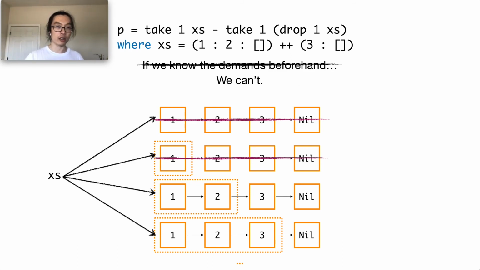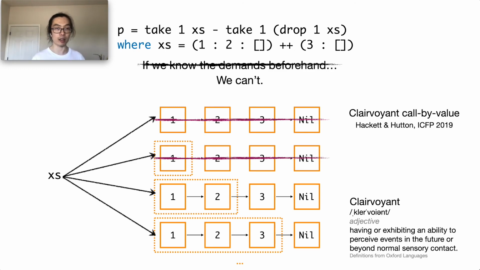This idea is not new. In fact, this is called the Clairvoyant call-by-value semantics. It was proposed by Hackett and Hutton at ICFP 2019. In their paper, they define the operational and denotational semantics for the Clairvoyant call-by-value. In our work, we further recognize and encode this semantics in a monad, called the clairvoyance monad. We use the clairvoyance monad for reasoning about the computation cost of lazy programs.